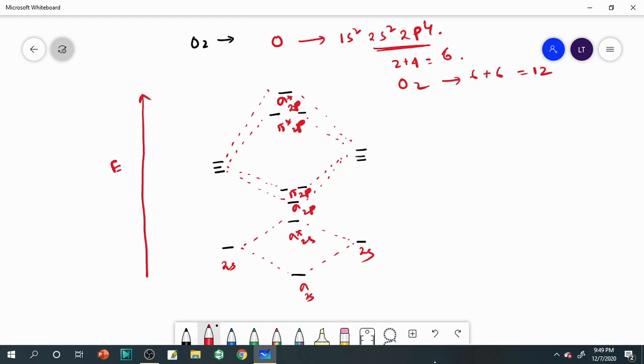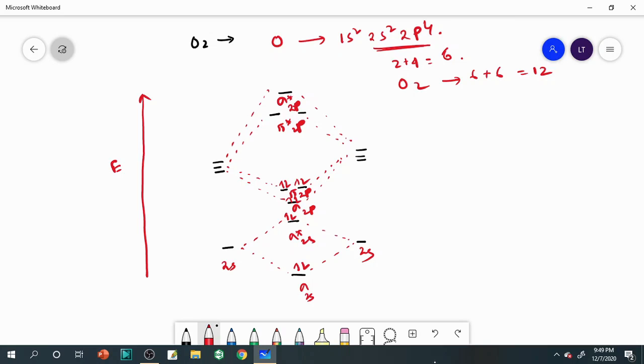Now these 12 electrons you have to put systematically, beginning from the lowest energy level, that is, the sigma 2s will be filled at first. So this is sigma 2s, and next sigma star 2s, and the next energy level, you see this is something new: the sigma 2p orbital is lower in energy compared to that of the pi 2p. So next this sigma 2p will be filled, and next this pi 2p will be filled.